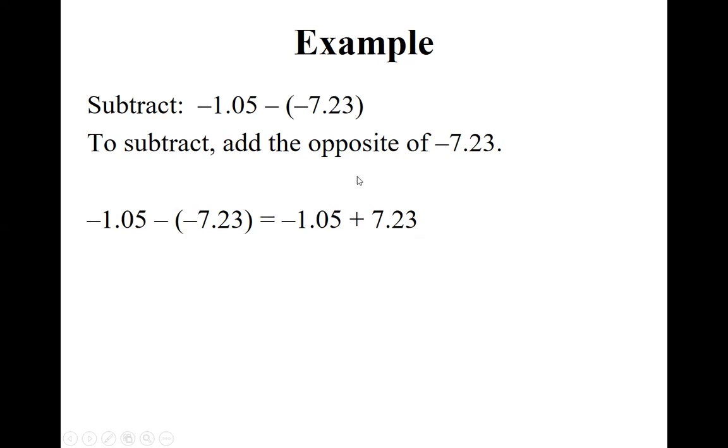Adding two numbers with opposite signs. The larger absolute value is the 7.23. That one's positive. So our answer overall is positive. 7.23 minus 1.05 is 6.18.